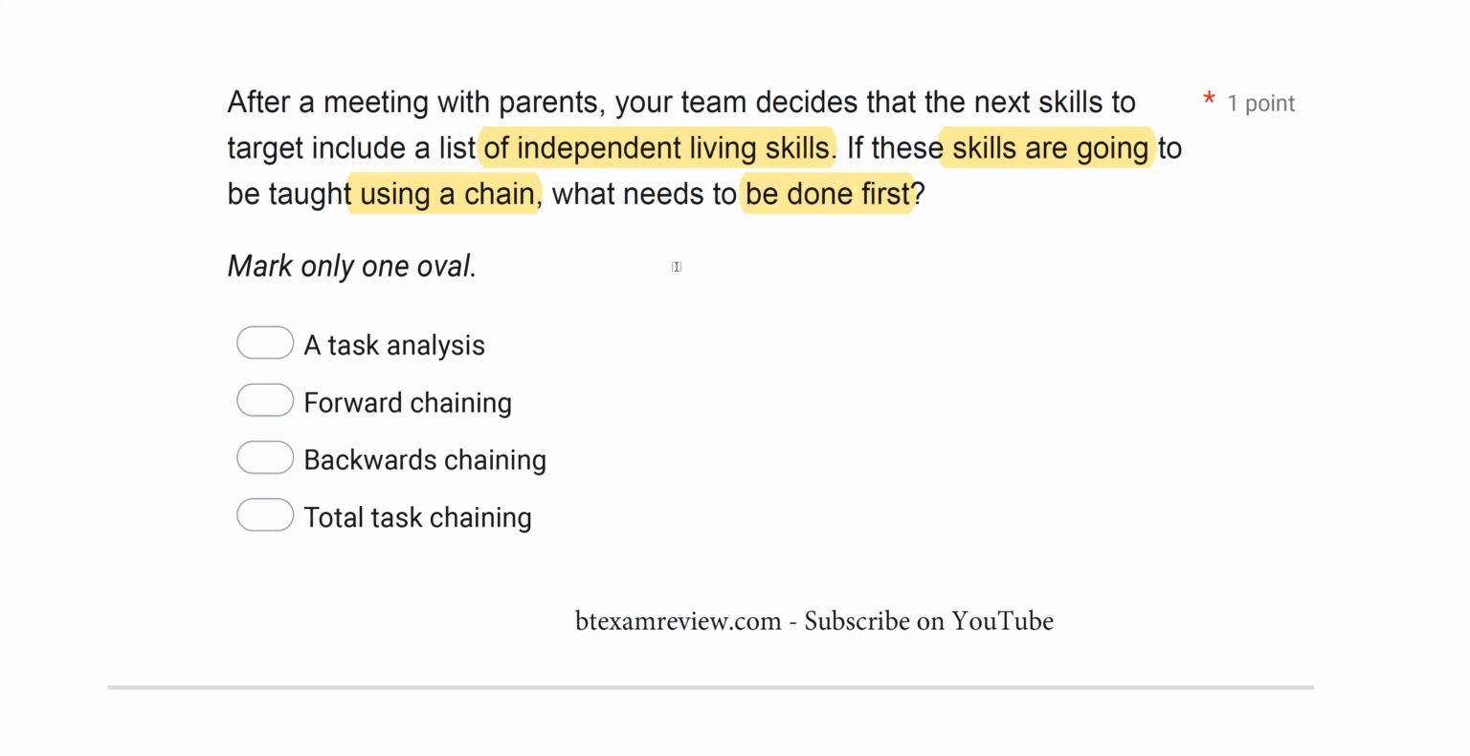A task analysis. Yes. How do we create that chain? Well, we have to analyze the task. And your supervisor will be leading that, and you might be assisting on that. But before we can get to a chain, we've got to analyze the chain. So what needs to be done first? A task analysis. We can't forward chain, we can't backwards chain, we can't total task chain until we've task analyzed, right? And a task analysis is when you take a skill and you break it down into steps that are teachable. So if you're going to use a chain, what needs to be done first? A task analysis.